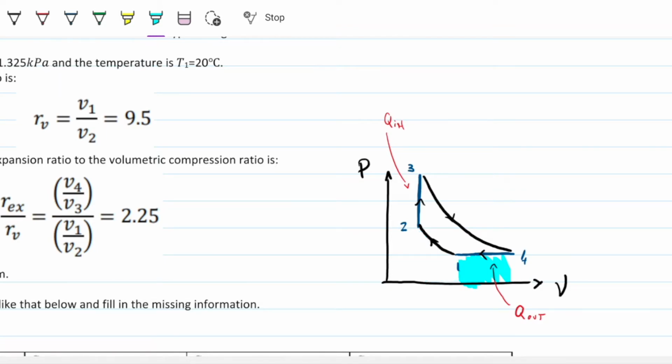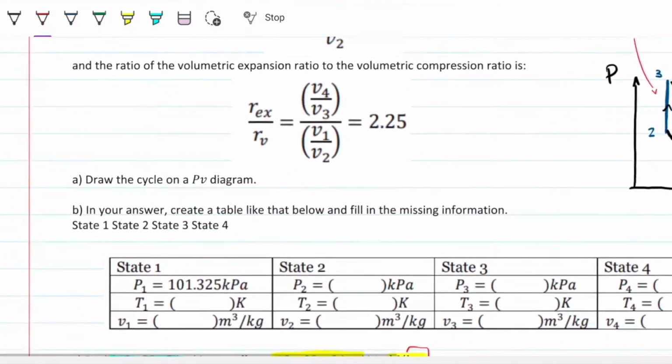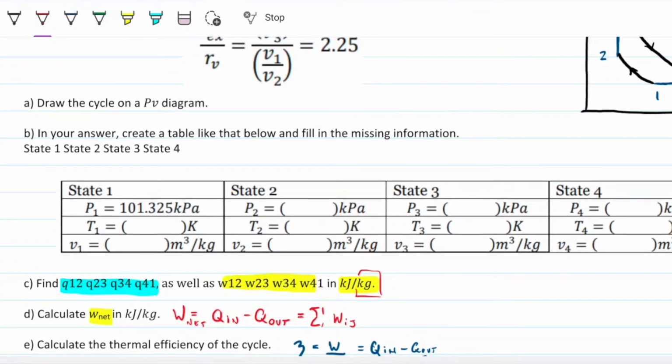And then from 3 to 4, the yellow one that we drew before, this is the one it's releasing as it's expanding. And then obviously because we want the net work out of this, what we're looking for, net work is going to be the difference between the two areas, which is the area inside the cycle, right? So this area here that I just drew, that will be our net work. Cool. All right, so part A is done. Part B. In your answer, create a table like that below and fill the missing information for state 1, 2, 3, and 4. So pretty much solve the whole thing. That's what they're asking of us.